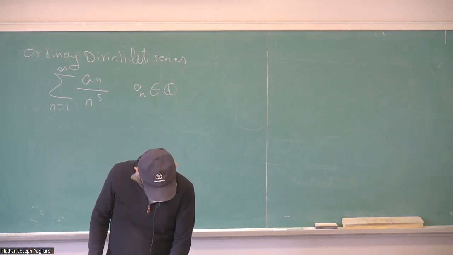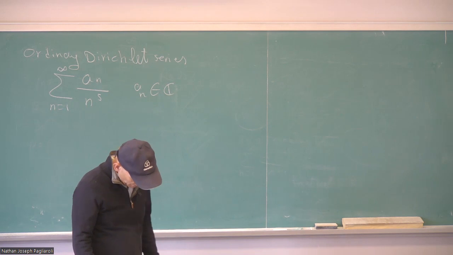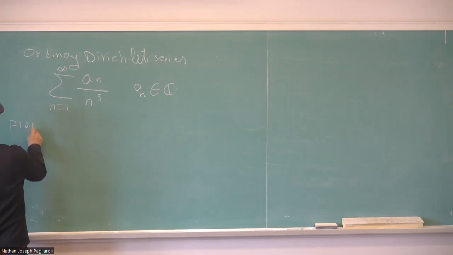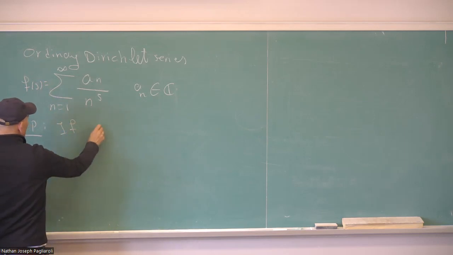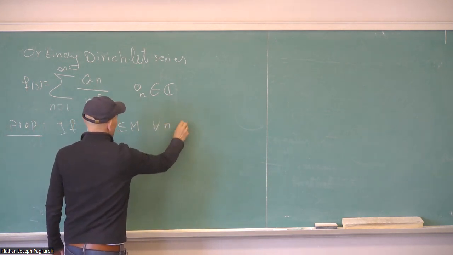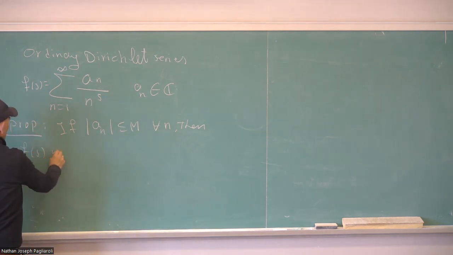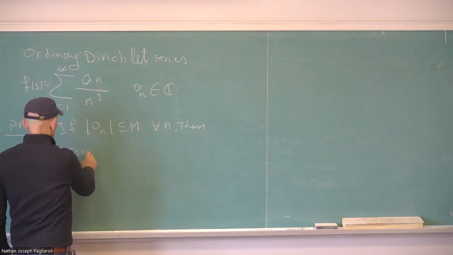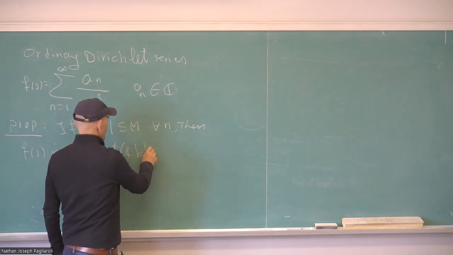Now here's a useful proposition. Let's call it f of s. If a_n are bounded, that is, the absolute value of a_n is less than or equal to M for all n, then f of s is convergent for real part of s bigger than 1. And of course holomorphic. I don't even have to say that now.